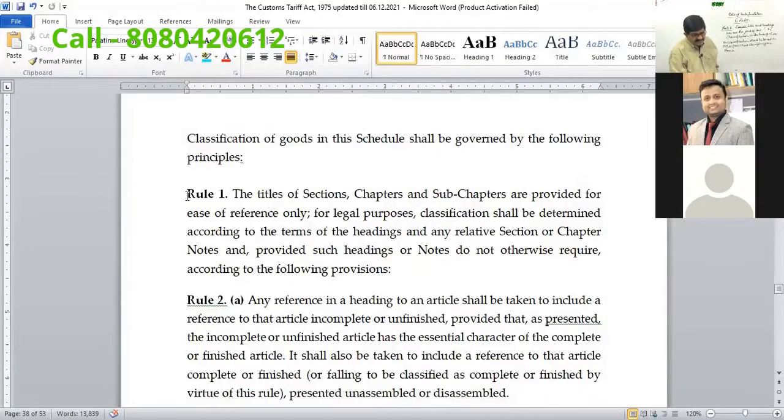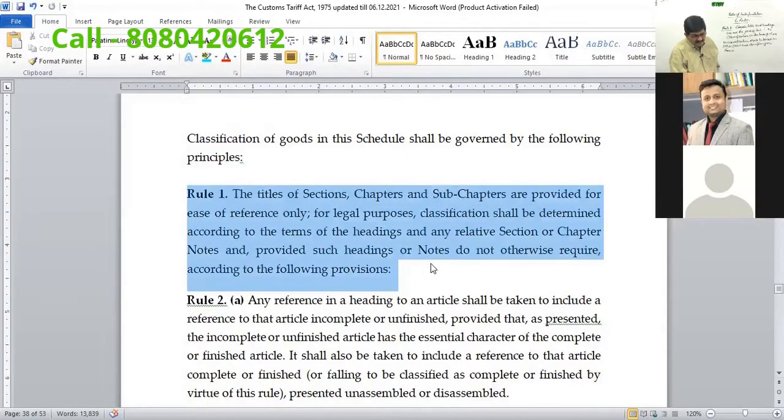Yes, sir. Now read this. Rule number 1. This is the title of section. Which section? In the schedule itself, a number of sections are there. Chapters and sub-chapters are provided for ease of reference only. In other words, they are saying these are not part of the law. For legal purposes, classification can be determined only on the basis of headings. Sorry, I have taken something wrong.